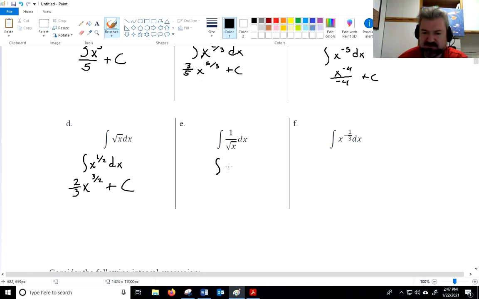All right, this one here rewrites as x to the negative 1/2 dx. Up the exponent by 1 to get a positive 1/2. Multiply by the reciprocal to just get 2 times it. Okay, on this one here, we're going to raise the exponent by 1, so add 3 over 3 to negative 1 over 3 to get 2 over 3, and multiply by 3/2. And don't forget plus c.